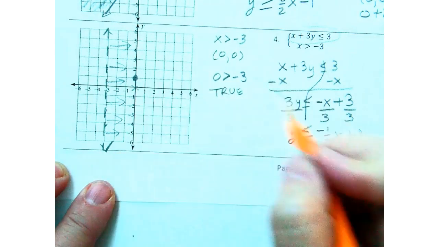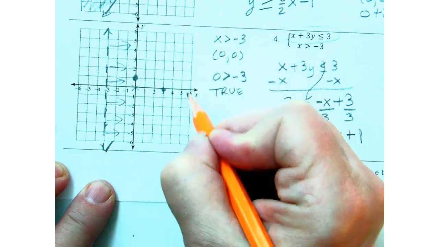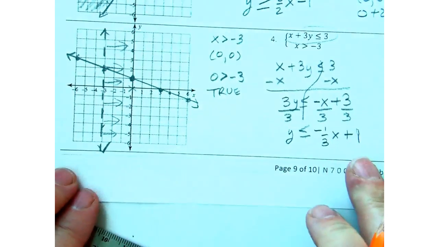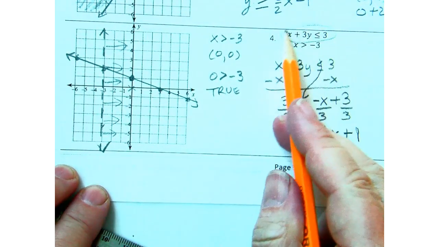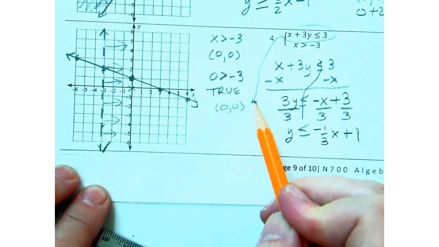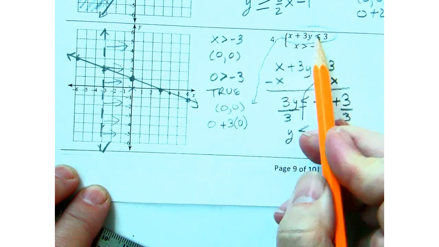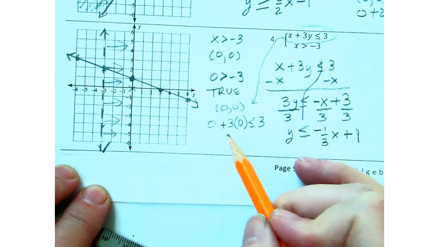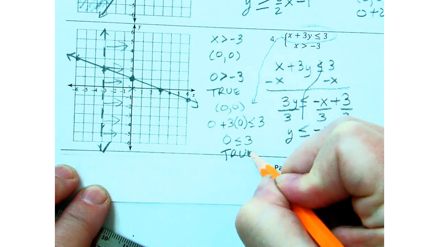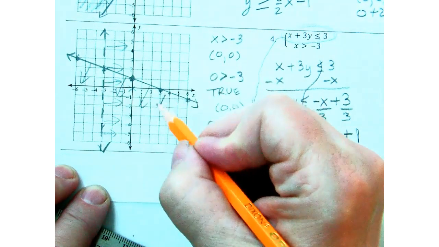This line will be a solid line. Start at 1, go down 1, and right 3. Draw a solid line. Test the point 0, 0 in the original equation. Zero plus 3 times 0 is less than or equal to 3. 0 is less than or equal to 3. This is a true statement. This means you draw arrows pointing towards 0, 0.